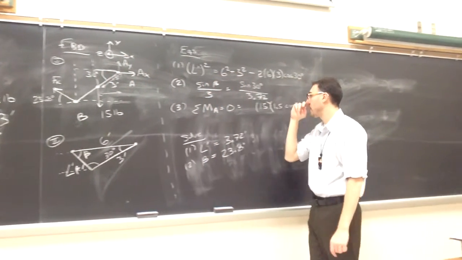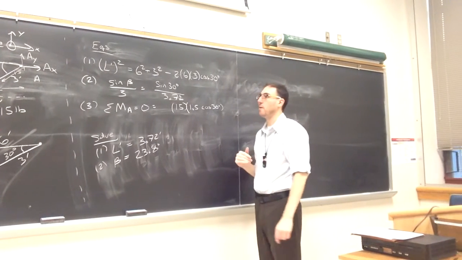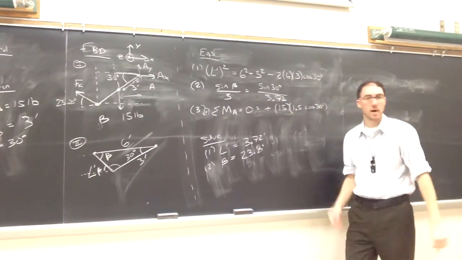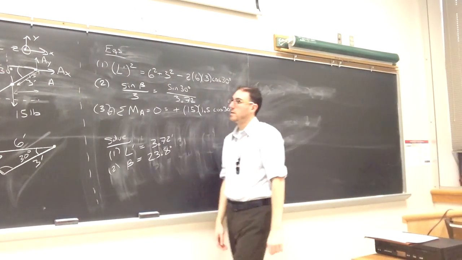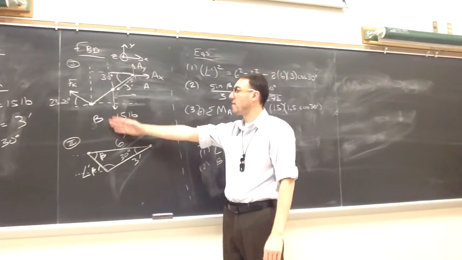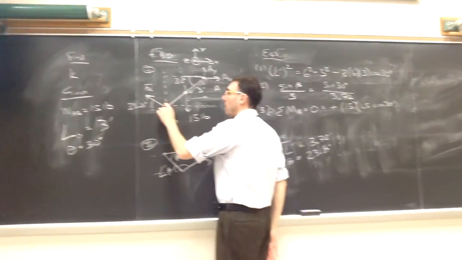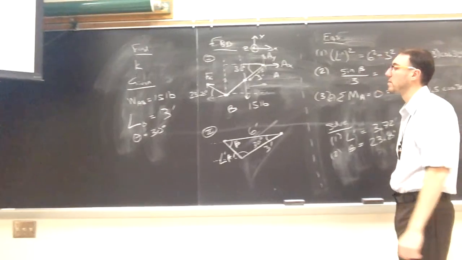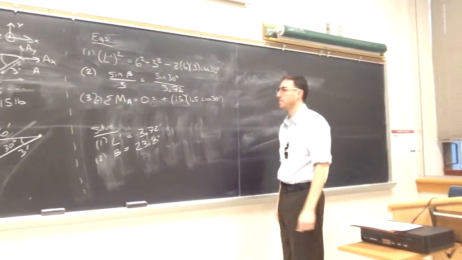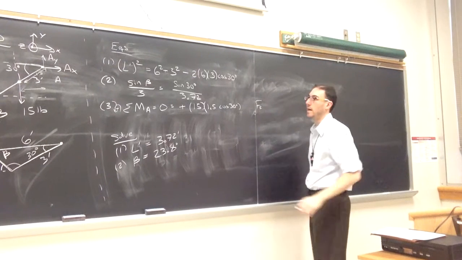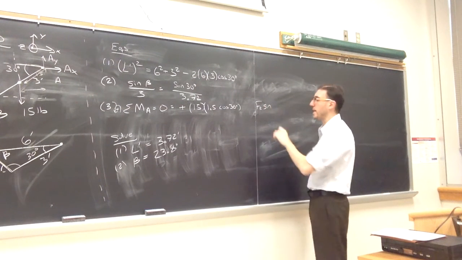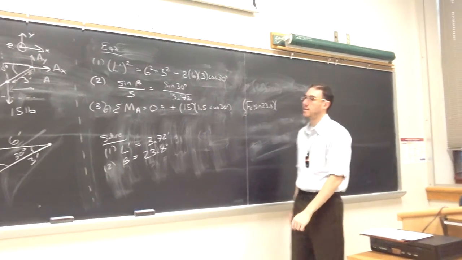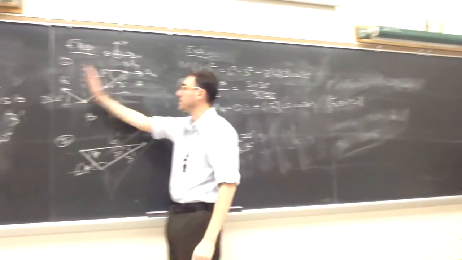So 1.5 cosine 30, is that going to be a positive or a negative moment around A? Right, it's counterclockwise, and that's positive. Right, so the 15 pounds is taken care of. Now we have the spring force. This will have a horizontal and a vertical component that I want to break it up into. I'll start with the vertical component. That will be Fk times the sine of 23.8. And what is that vertical component's distance from point A?